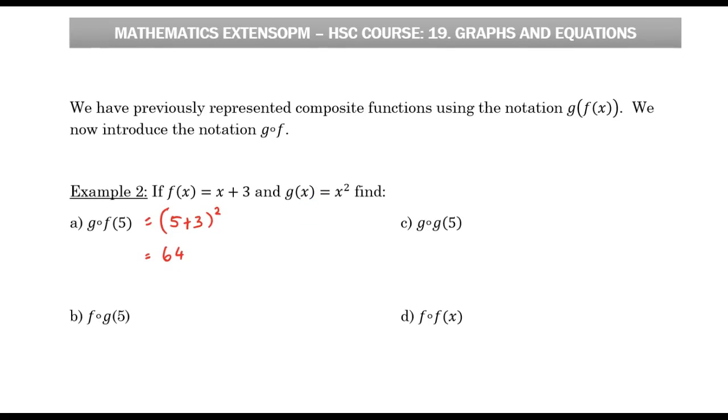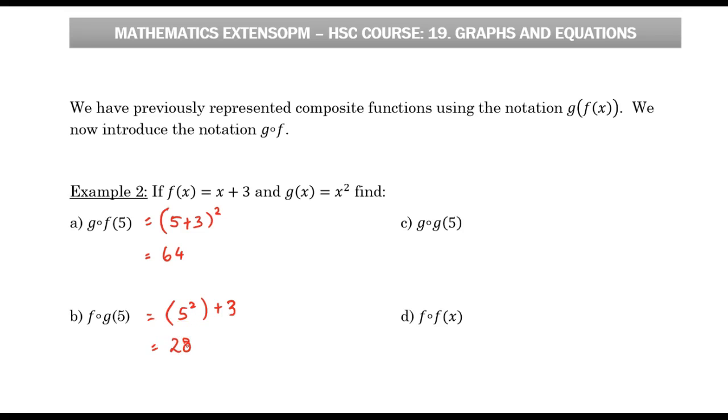B here, I've got the reverse. I've got the f of the g of 5. Okay, and this is not necessarily the same thing. So the g of 5 is 5 squared. Now to do the f of that, I have to take that and add 3. So this time I get 28, right?